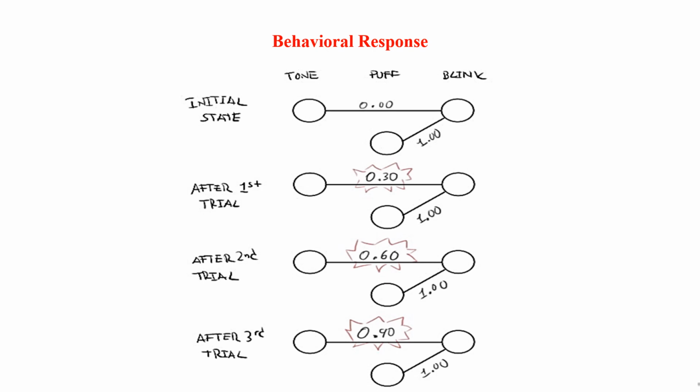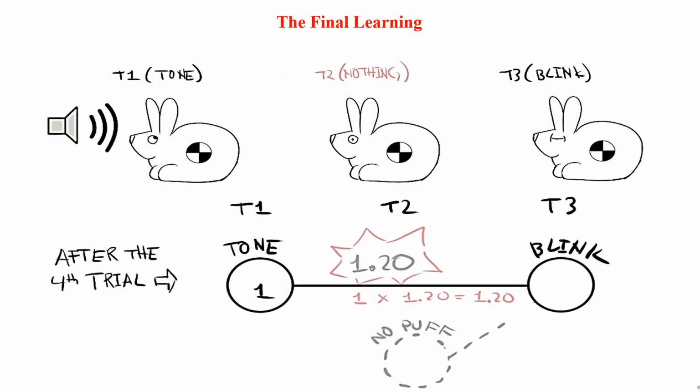Even after the third trial, we have the same behavior from the bunny, but after the fourth trial, something new and amazing happens, that is a new behavior. We have removed the air puff and yet the bunny still blinks after hearing the tone. The explanation for this new behavior can be found in our final graph. So now we have trained our bunny to recognize a tone and to blink.